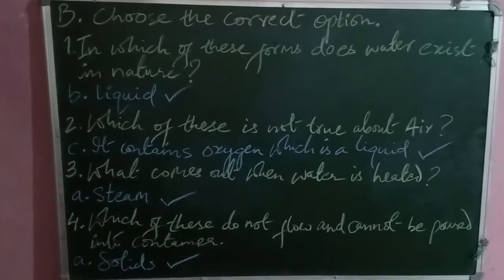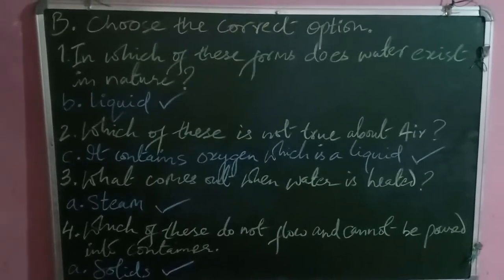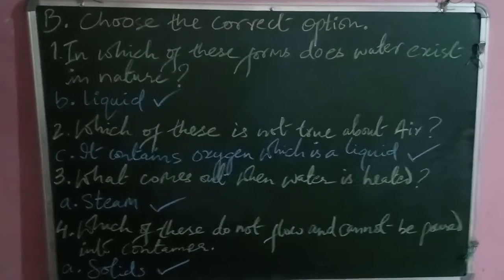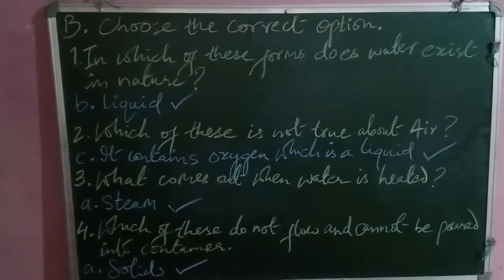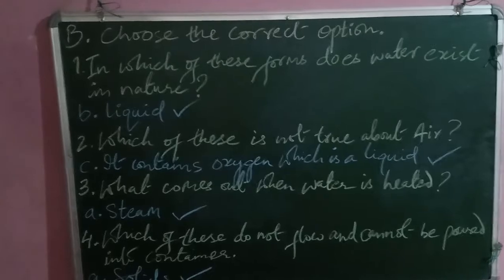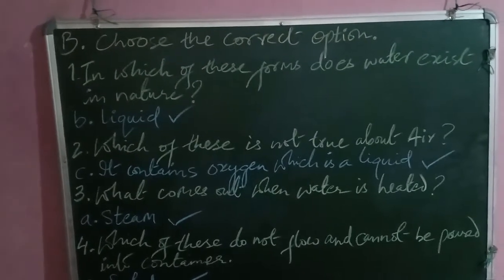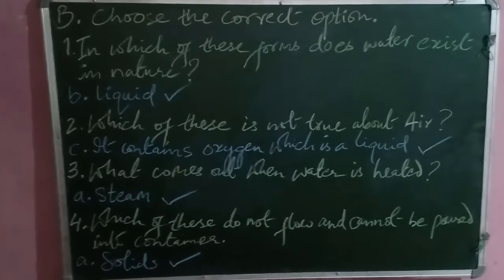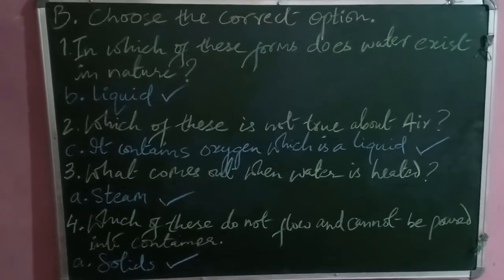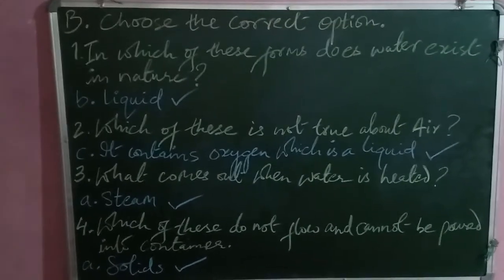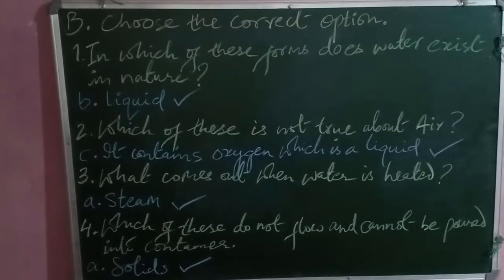So let's begin with question number 2. Choose the correct options. The first question is, in which of these forms does water exist in nature? So we have four options: solid, liquid, gas, and all of this. So obviously, liquid, option B, is the correct answer.